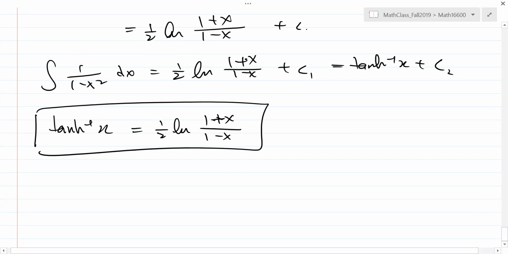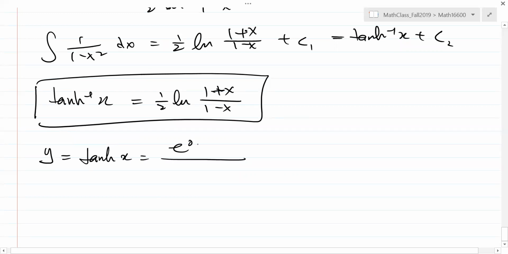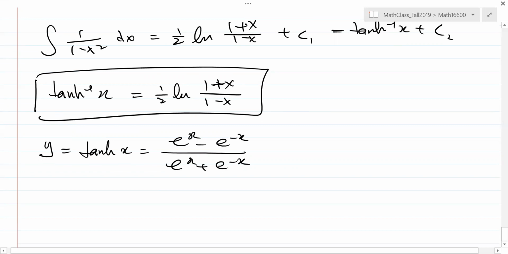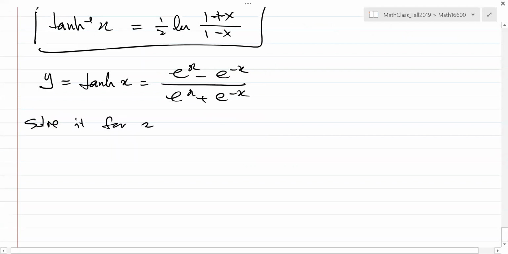But can we prove that directly? The answer is yes, okay? Let's look at this formula, right? I'm trying to solve it for x. Can you solve it? It's not a problem. It's algebra, right? So you multiply both sides, you get e to the x plus e to the negative y.